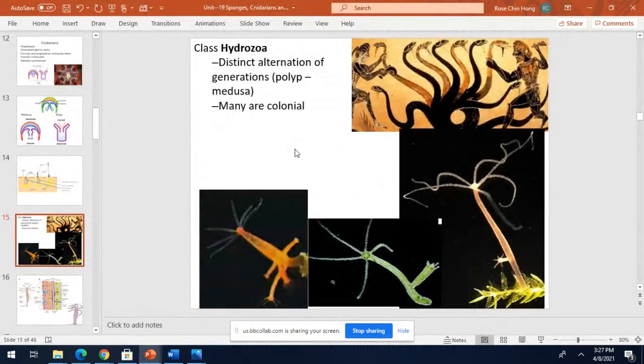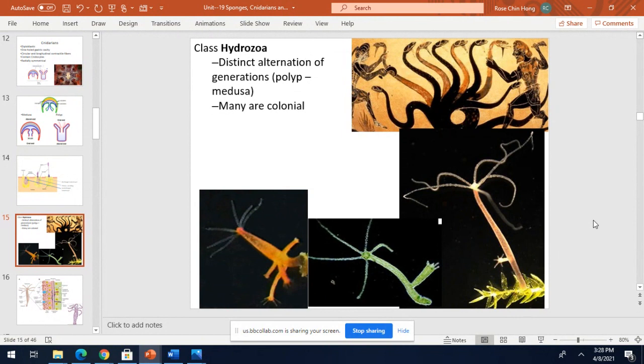So here, the hydrozoans. As we're saying, there's a distinct alternation of generations where it is polyp and medusa. Many are colonial, but as I was saying, the brown hydra, which is freshwater, they're solitary. So they do not exist in colonies.